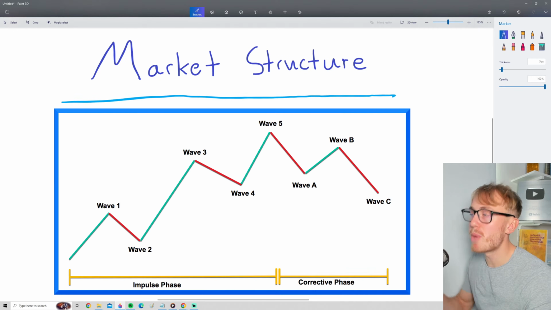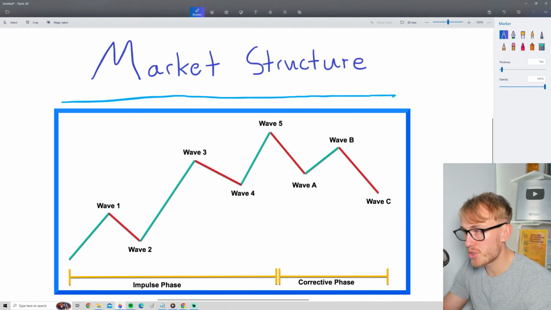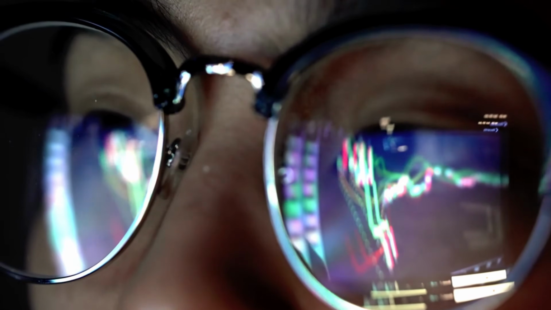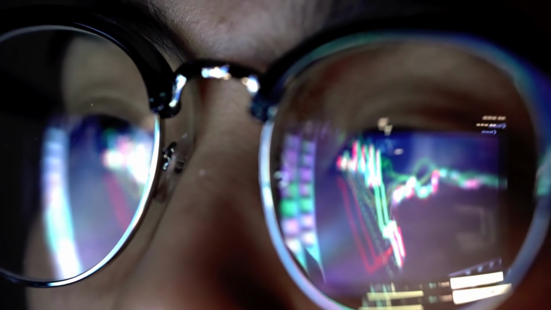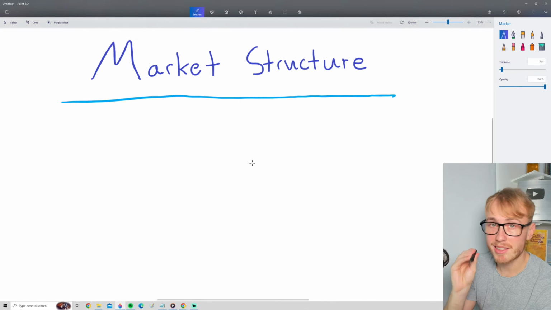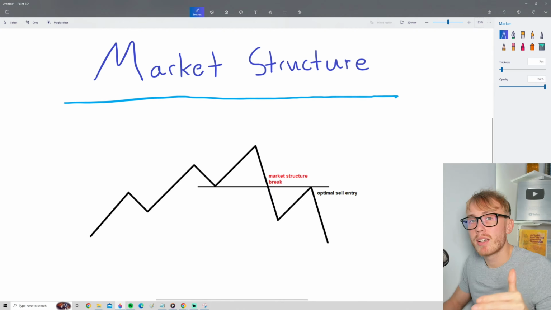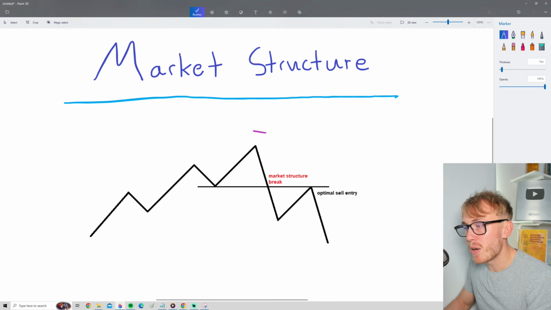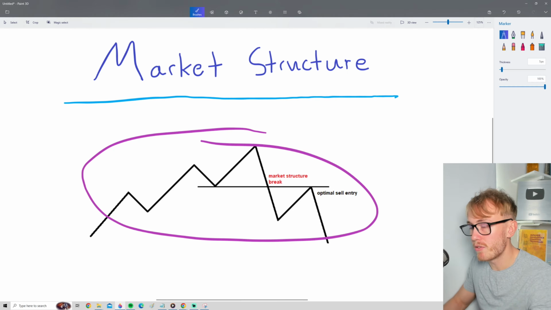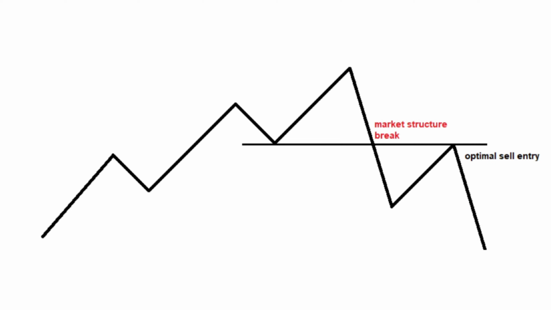The next lesson I want to talk about is all about market structure. And market structure is something that every single successful day trader understands intuitively, and this is something you really have to learn before diving into the markets. Alright, so there are a few concepts that every single day trader needs to understand about the structure of the price. So now I want you all to take a very close look at the picture right here.